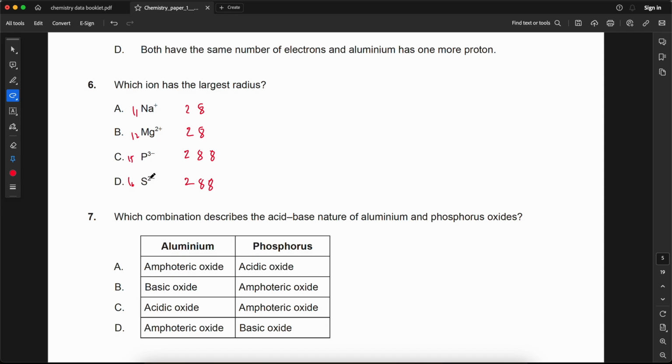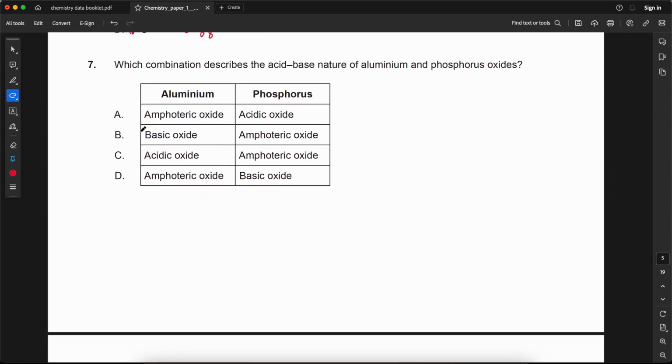But the thing is, sulfur has more protons, so the attraction between the nucleus and valence electrons is greater. It will cause a smaller radius compared to phosphorus, because phosphorus has fewer protons, so the attraction between the nucleus and the valence electrons is lesser. So the largest atomic radius will be this one.